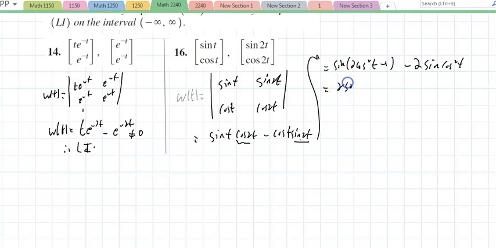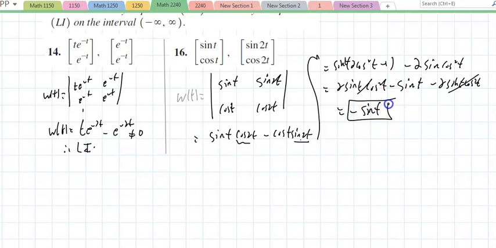That is twice the sine of t cosine squared of t minus the sine of t minus twice the sine of t cosine squared of t. That is really negative the sine of t. That's not always 0. That's 0 only if t equals certain values, therefore linearly independent. So it has to be always 0. This is not always 0.